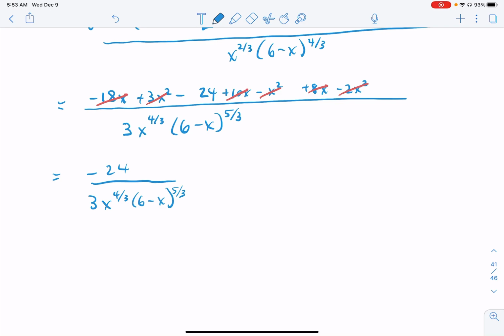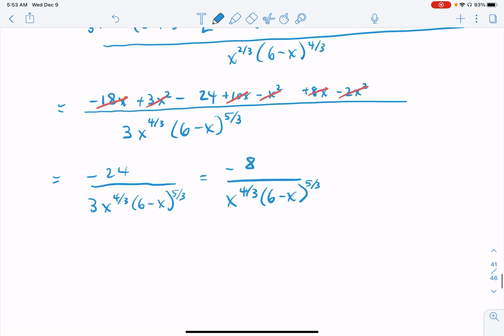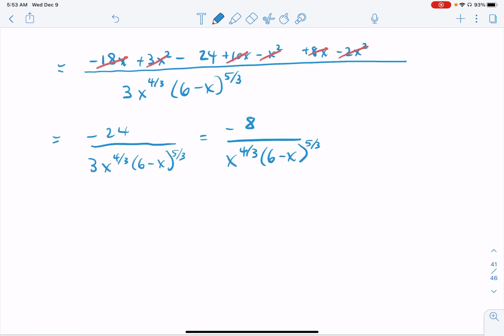Not only that, 24 is divisible by 3, which makes this a negative 8 over x to the 4/3, 6 minus x to the 5/3. Wow, it cleaned up really nicely. I mean, that word nicely I'm using pretty loosely. Okay, we found the second derivative.